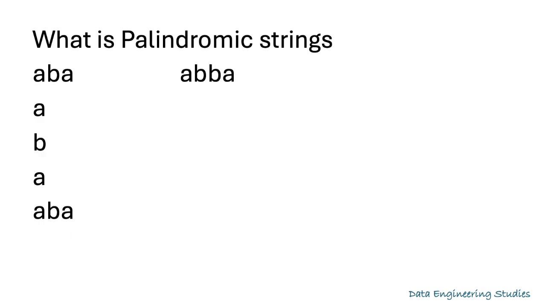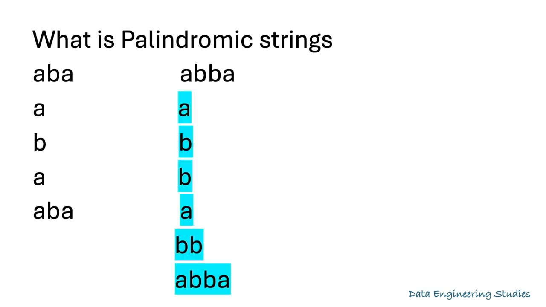Let's take another example. Our string is ABBA. So if you read ABBA from left to right or from right to left, you will still get ABBA. So our string is a palindromic substring. In our string, there are 6 palindromic substrings. They are A, B, B, A, BB and ABBA.